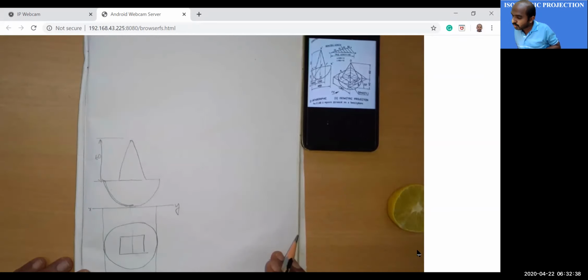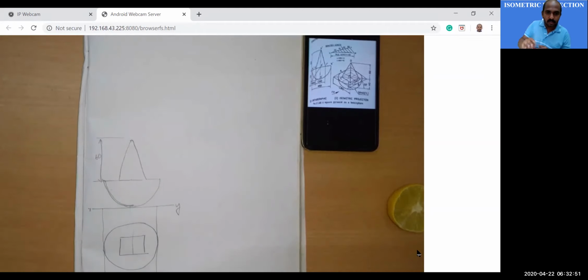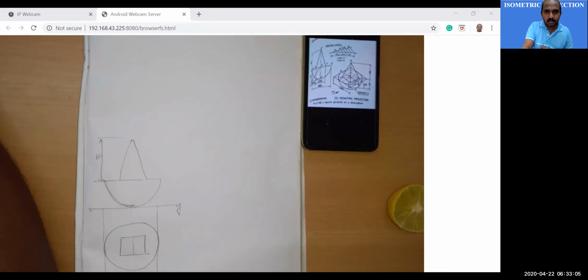Now what is the next dimension? It is 80. Then this base, what is the base of the prism? In the question it is given, I think. The base side is equal to 40.